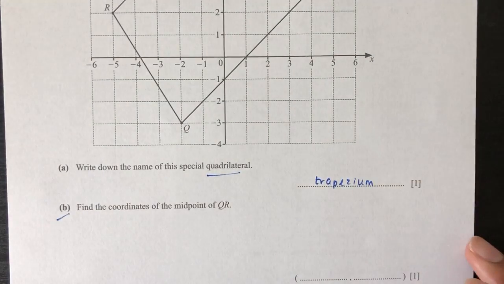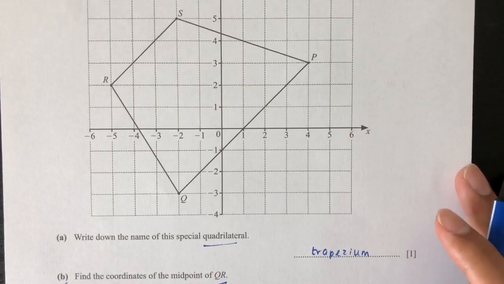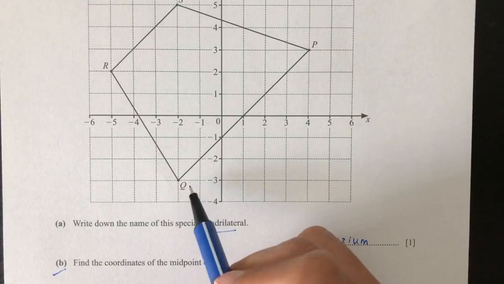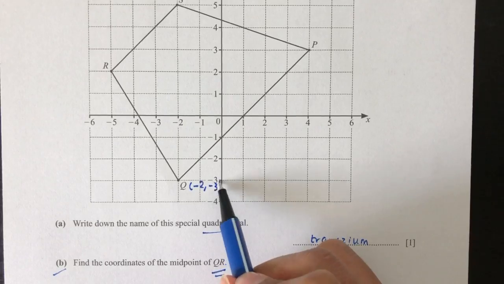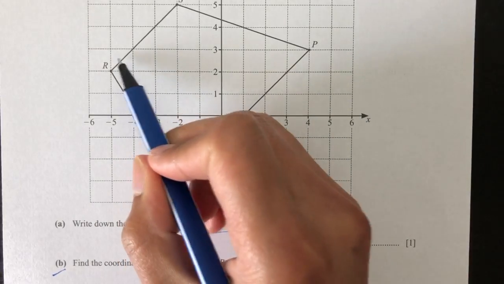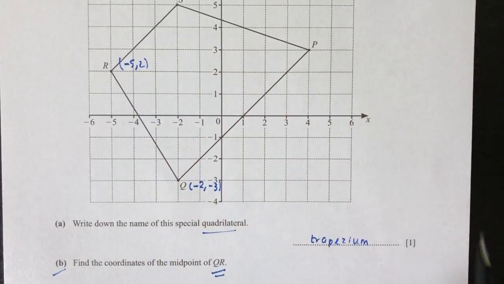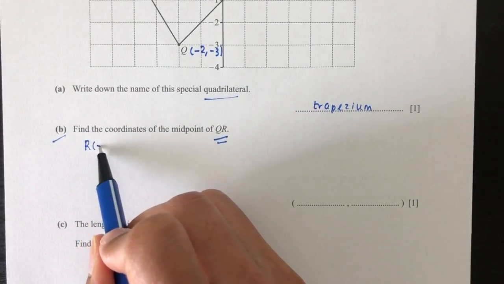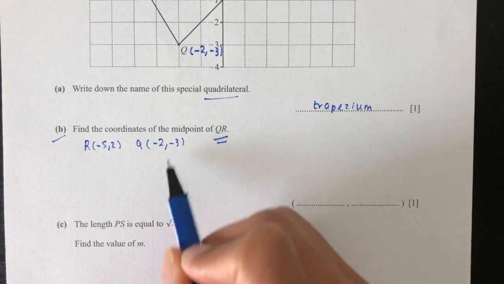Now part B, find the coordinates of the midpoint of Q and R. This one. So pretty easy. The point Q is what? It is -2, -3. The point R is given by -5 and 2. So using those 2 points, we can find the midpoint. So R is -5, 2, Q is -2, -3.